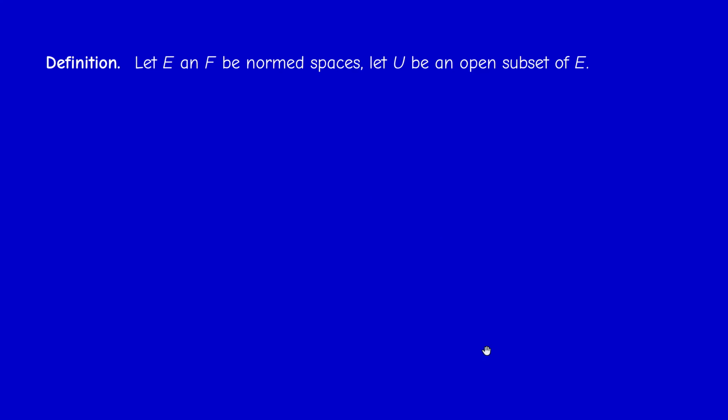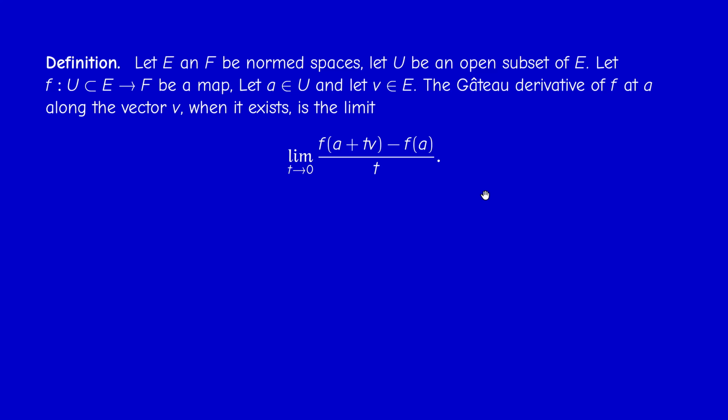Now we move to the more general case. We consider a function defined on an open subset of a normed space and taking values in another normed space, in the same setting. And the Gateaux derivative of f at a along the vector v, when it exists, is the same limit. Here we are dividing by a real number.